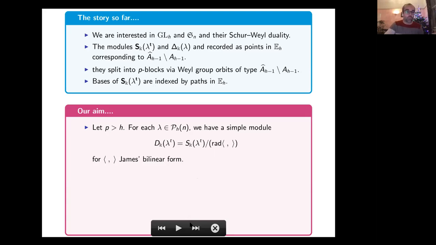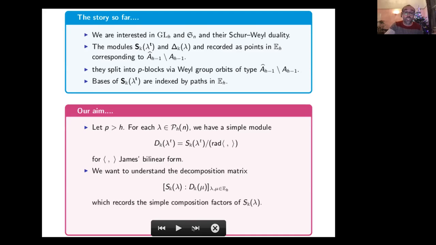That form was defined long ago by Gordon James. I don't know what paper. And we want to understand, okay, well, if this gives us all the simples, which it does for this quotient, we want to understand the passage between Specht modules and simple modules. And this is the decomposition matrix that Raphael was talking about.